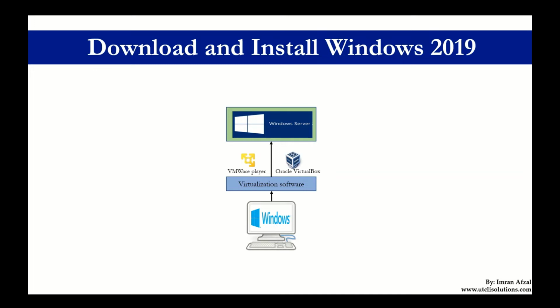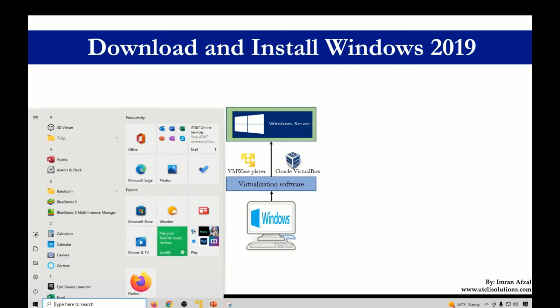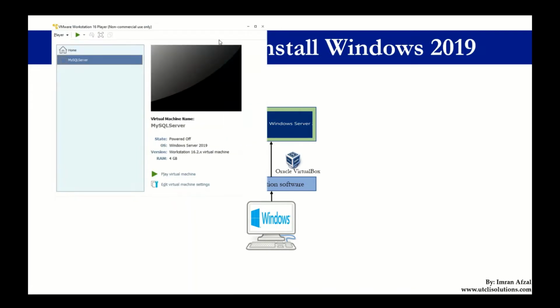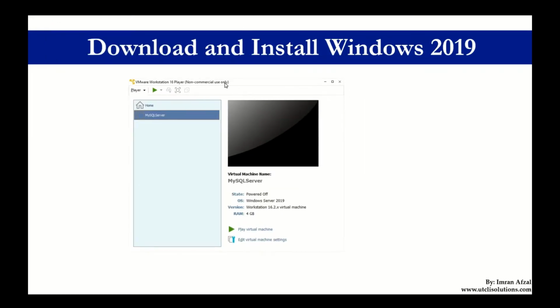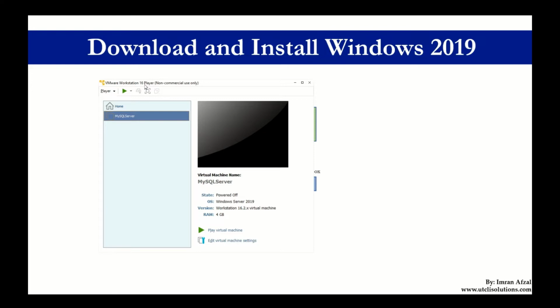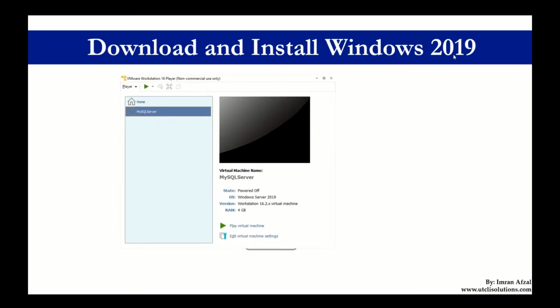Our virtual machine is on VMware Player. So let's go ahead and start our VMware Player. I have already started it right here. This is the virtual machine console, VMware Workstation Player 16. And the virtual machine that we created earlier, we named it MySQL Server. So now we need to download and attach the Windows Server 2019 edition ISO file, which is an evaluation file.